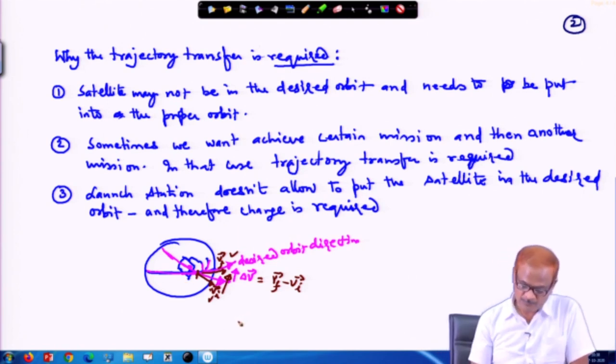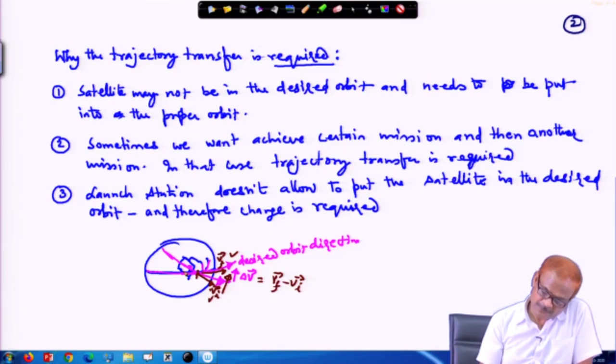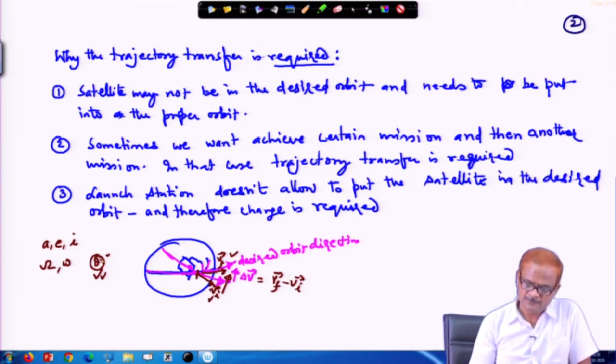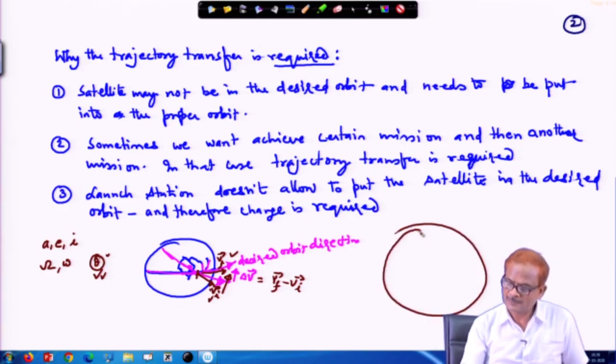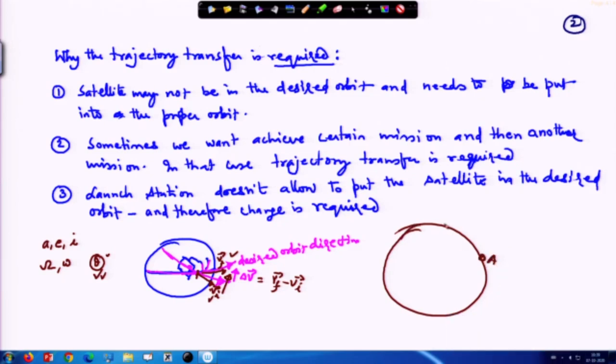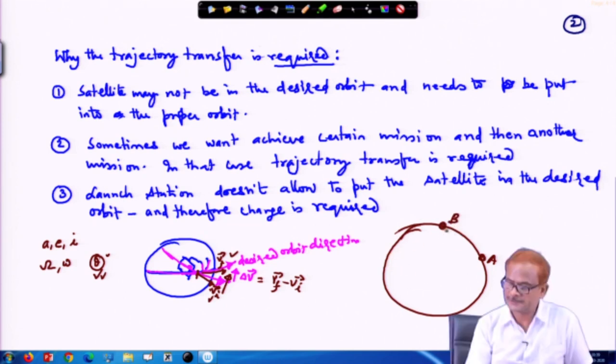Okay. So, this way you can change not only a, e, i etcetera, but also the nodal angle, and the argument of perigee can be changed, and obviously theta is the true anomaly. So, this is also done in the same orbit, you can change the value of theta. So, say in some circular orbit, there is one satellite A here and another satellite B here, okay, and you want to catch this satellite. So, basically docking is required. And the orbit has to remain the same.